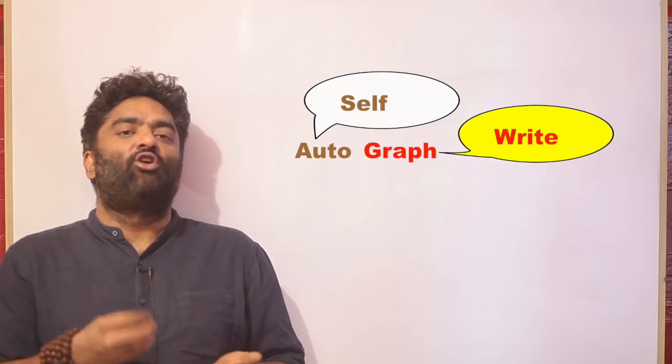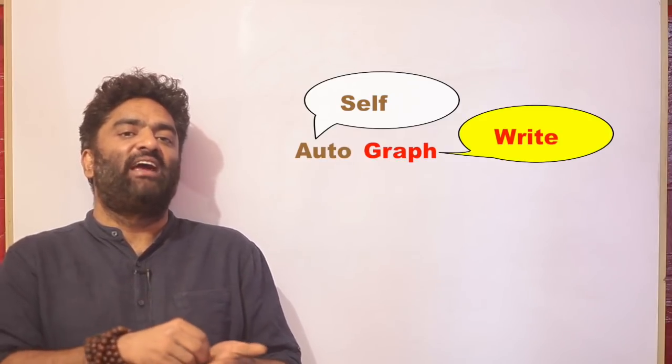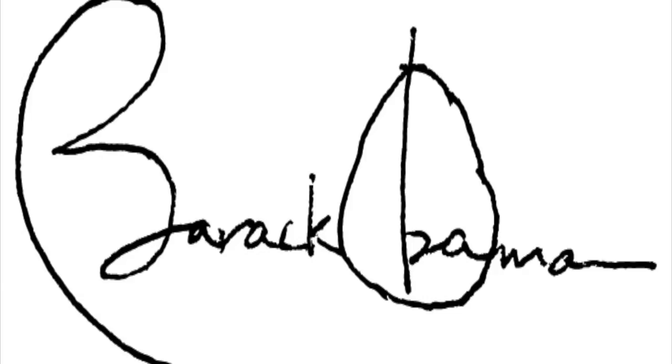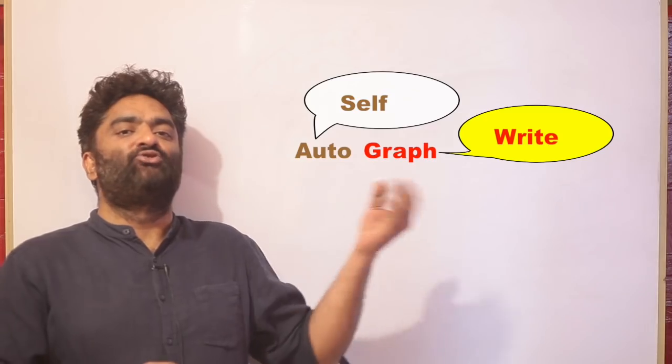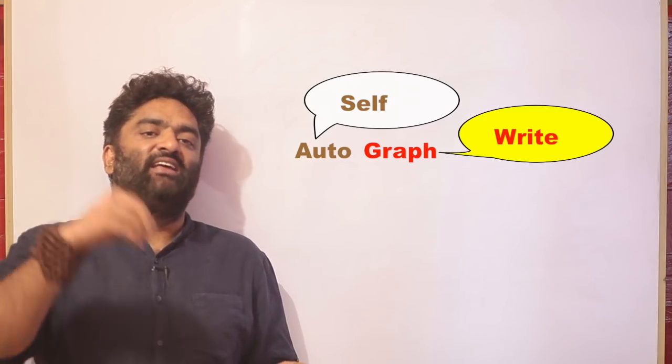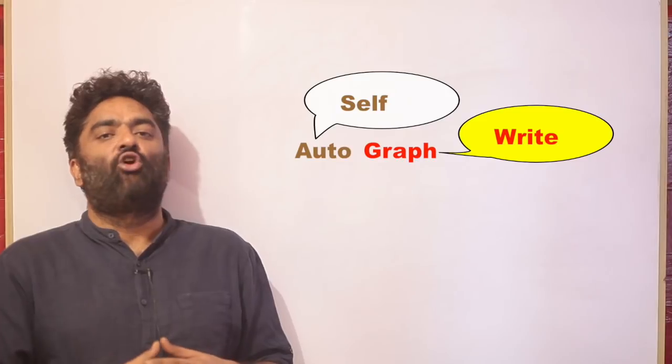All of us know what an autograph is, right? When famous people write their name on a piece of paper or on your diary, that is known as an autograph, or basically a signature, right? So self and graph means to write. So when somebody writes their names themselves, it is known as an autograph.